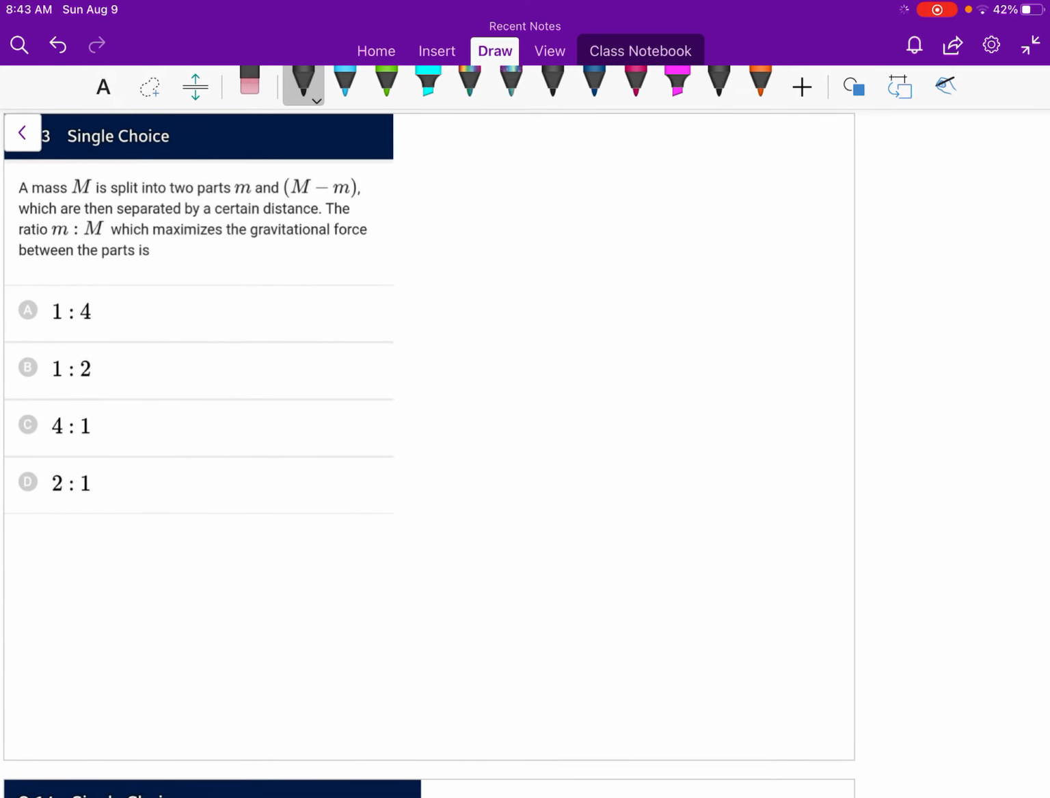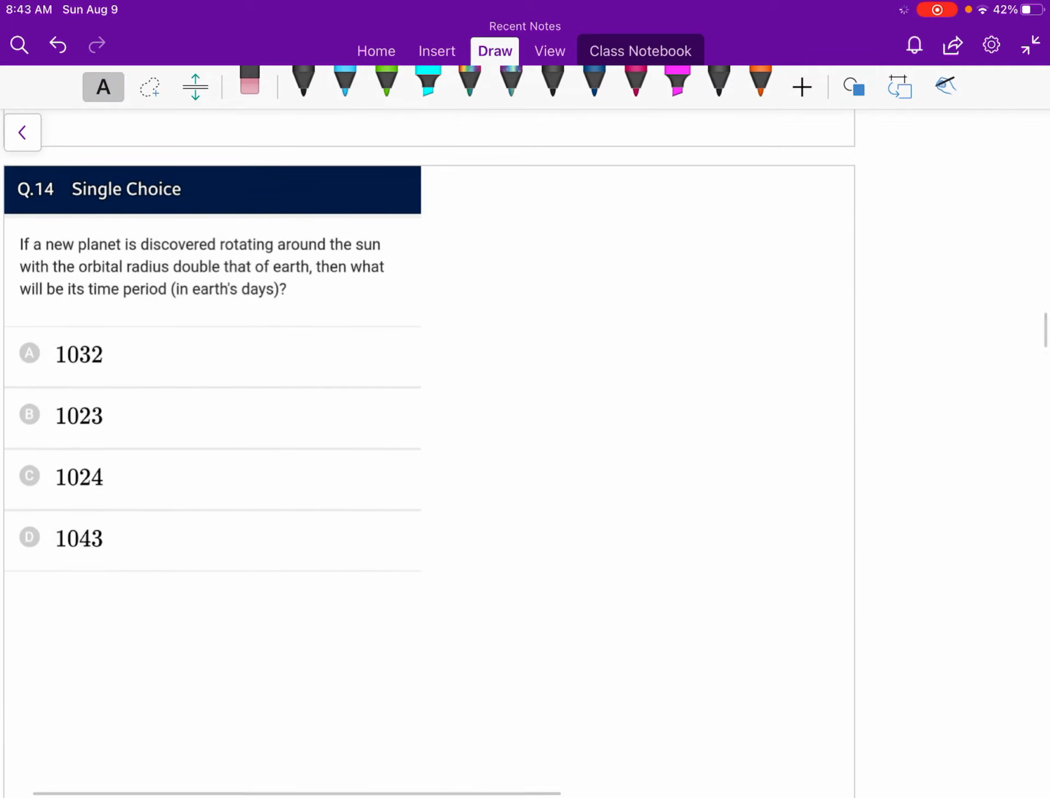Mass M is split into this. So gravitational force will be maximum when small m is equal to capital M minus small m. So small m is equal to capital M by 2. Okay. 2m equals capital M. So small m upon capital M is 1:2. So B is the correct option.